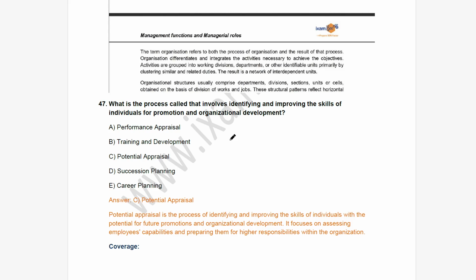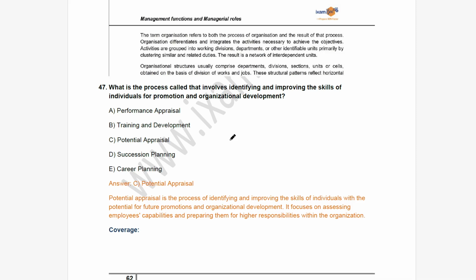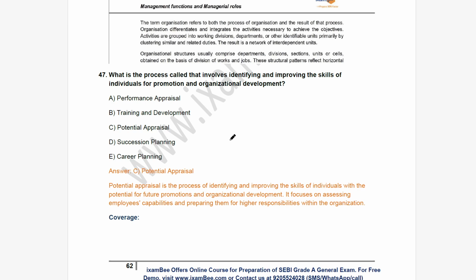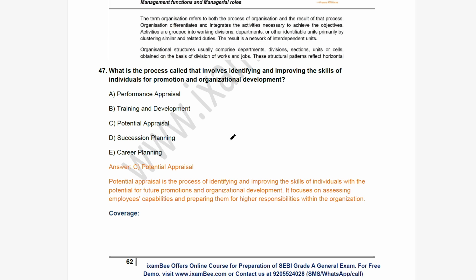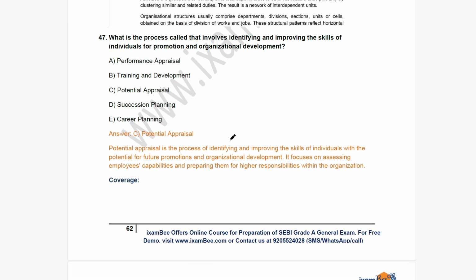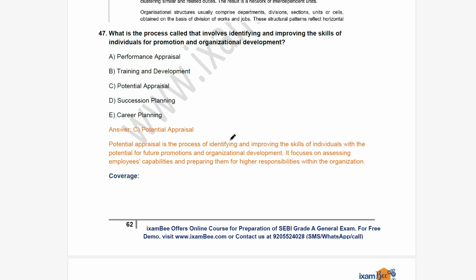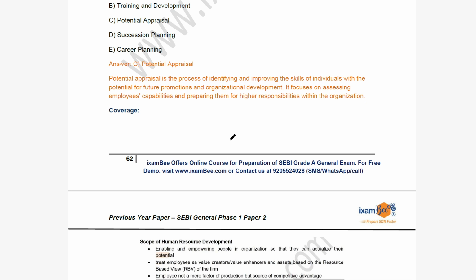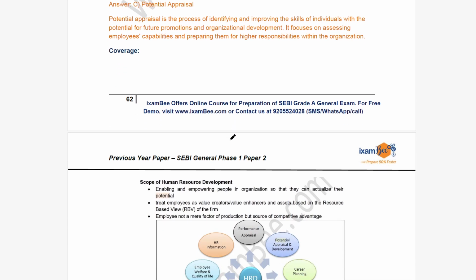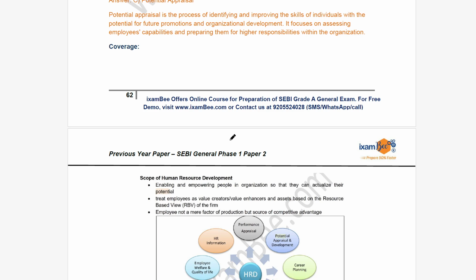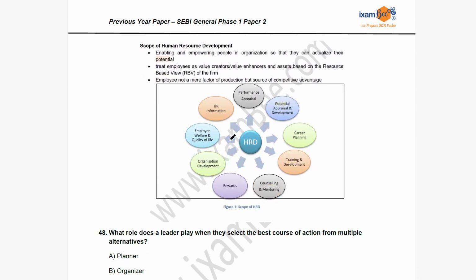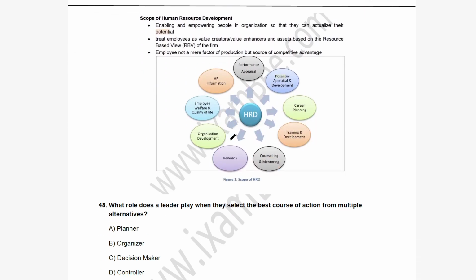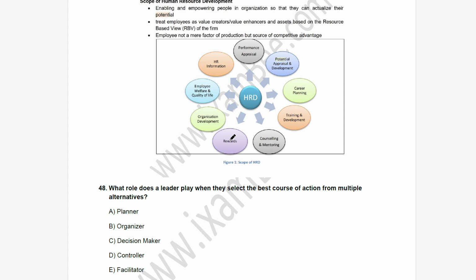Next question, what is the process called that involves identifying and improving the skills of individuals for promotion and organizational development? It is called potential appraisal, right? So for future, one is appraisal done on the past, that is called the performance appraisal. The other is based on past and understanding how a person is capable of doing it, that is the potential, understanding the capability, the future capability, and that is what is covered under potential appraisal.